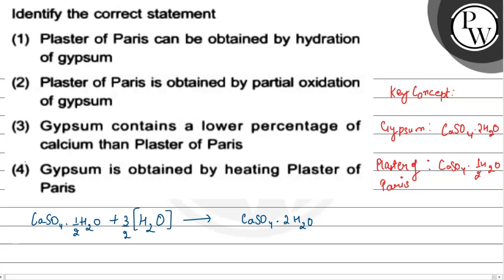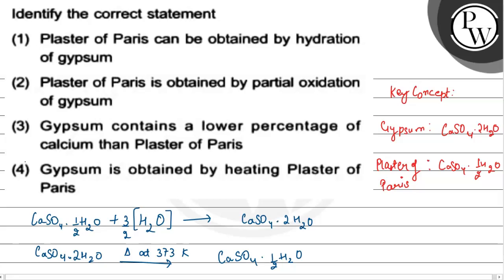And then when gypsum, that is calcium sulfate dihydrate, is heated at 373 Kelvin, at that time it forms plaster of Paris, that is calcium sulfate hemihydrate. So in short, we can say that gypsum contains lower percentage of calcium than plaster of Paris.